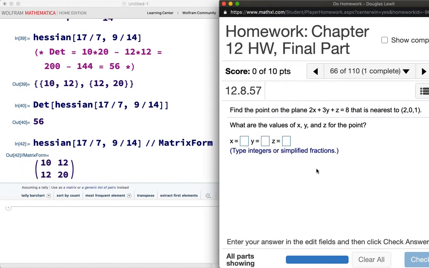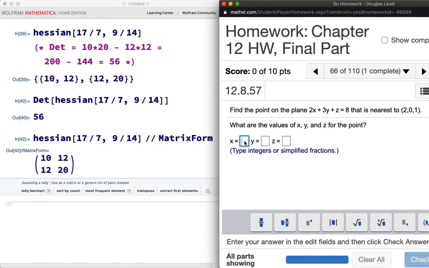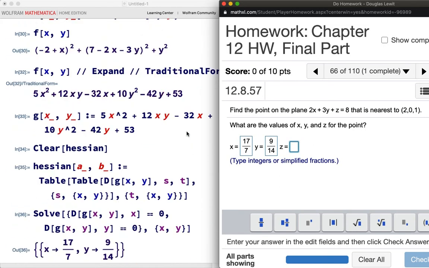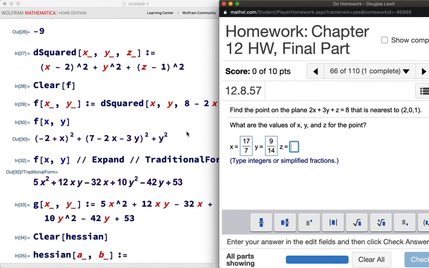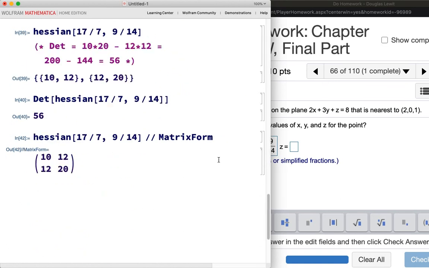So x is equal to, well, here we have to go back and flesh out the details. So x is equal to 17 over 7, y is equal to 9 over 14. Okay, z, so what is z equal to? Well, simple. All we have to do is go back to what we did up here. If I can find what I did. Okay, 1 second. So what I did right here, what is z? Z is equal to 8 minus 2x minus 3y, right?